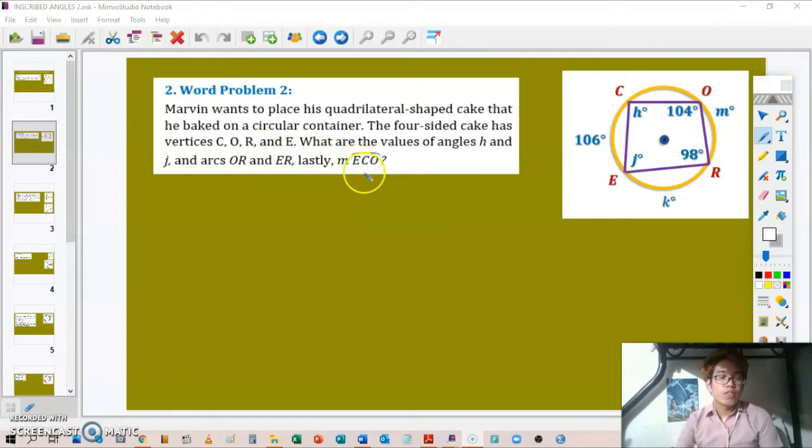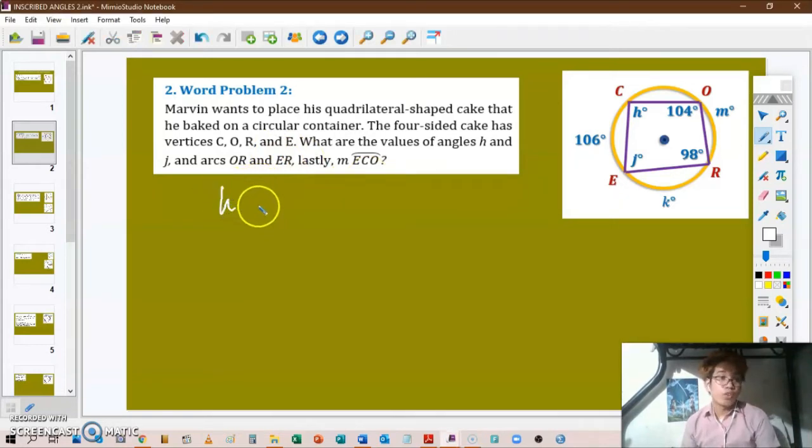So what are the values of angle H and angle J shown on the figure, and arcs OR and ER, which are represented by angles M and K, respectively? And lastly, what is the measurement of arc ECO? For this problem, we need to solve first for the value of angle H, H degrees, and J degrees.